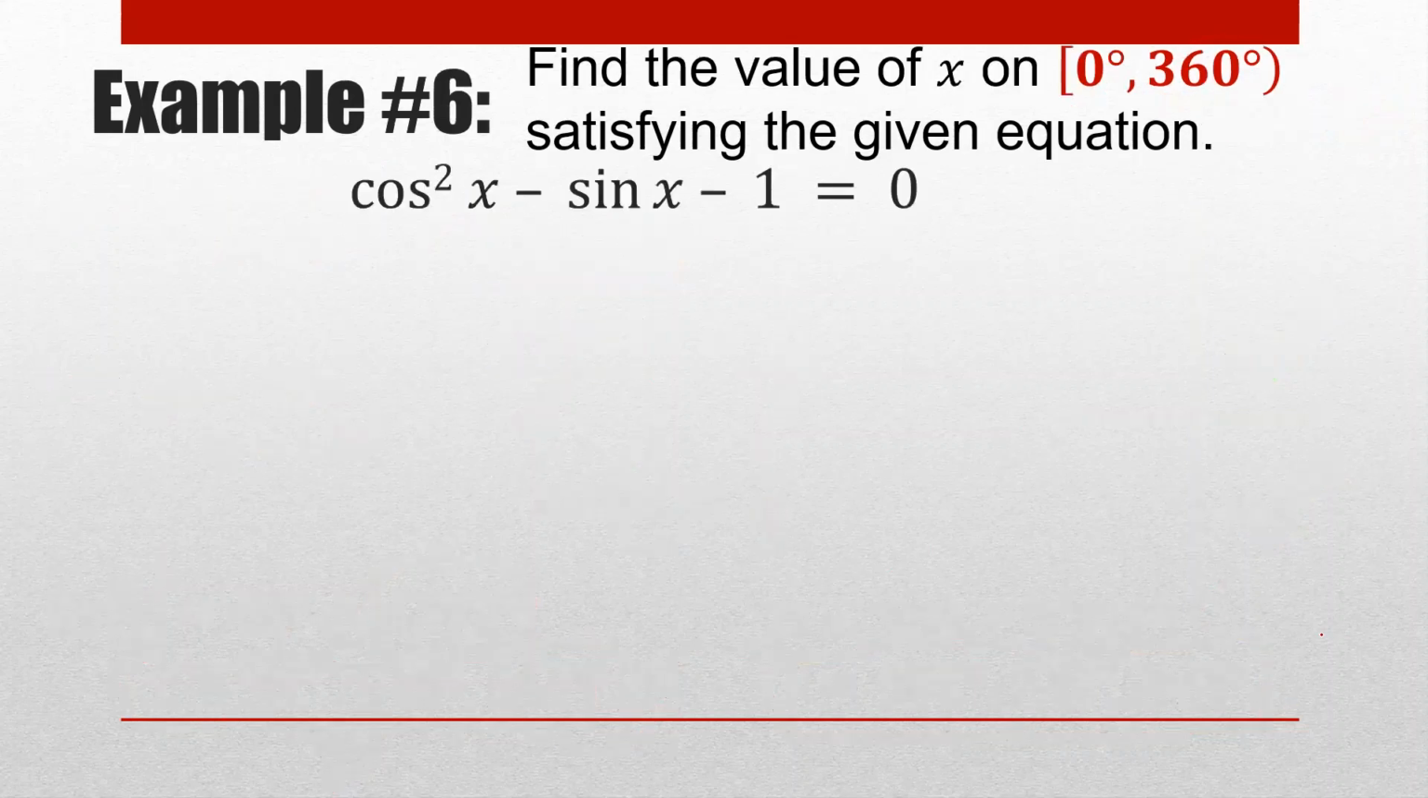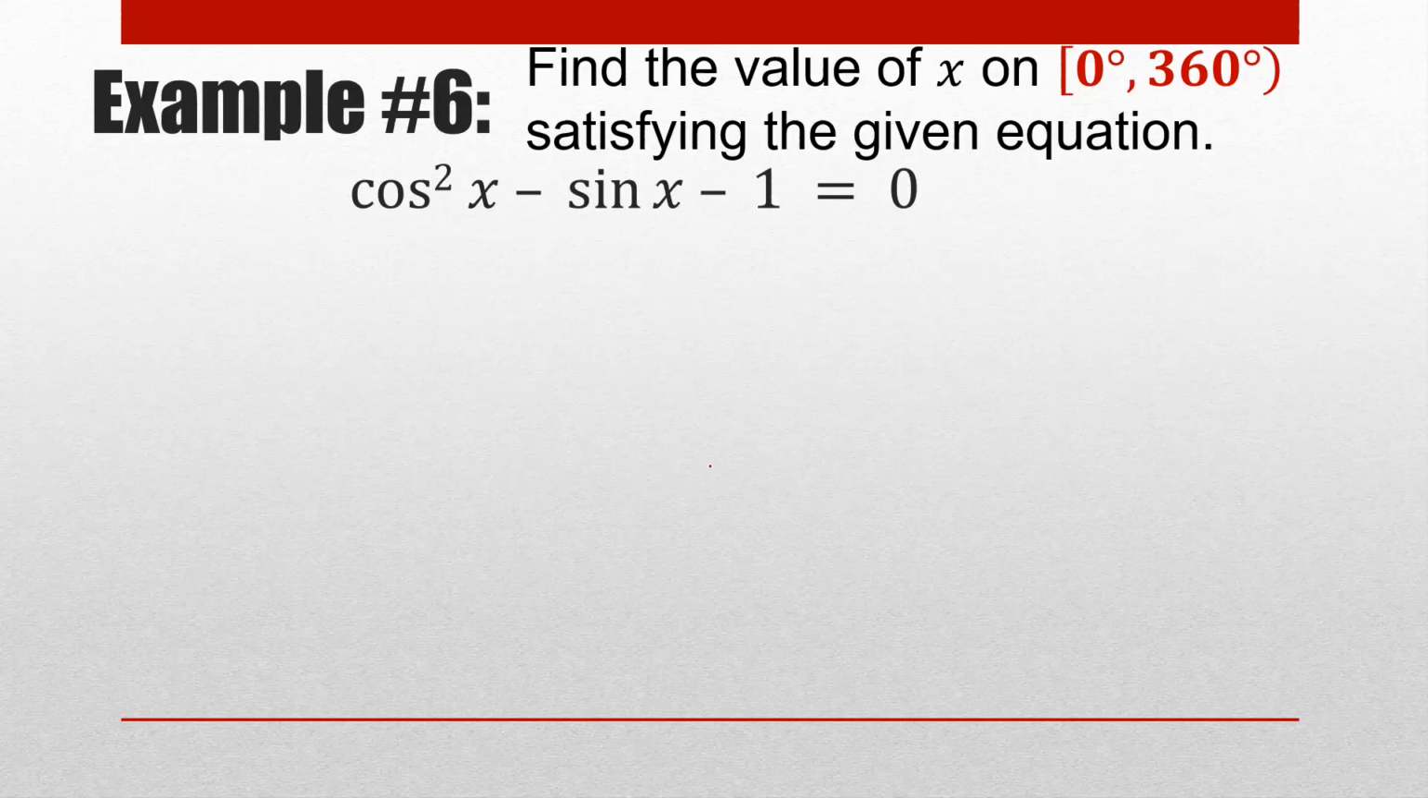Okay, what about this? Number 6. Find the value of x. Same interval, 0 to 360. Take note that we don't include 360 anymore because it is coterminal with 0. Okay? It's like it just went back around. So our equation is cosine squared x minus sine x minus 1 equals 0.